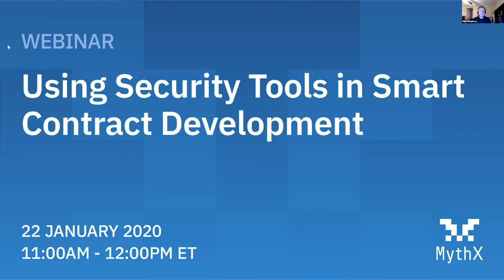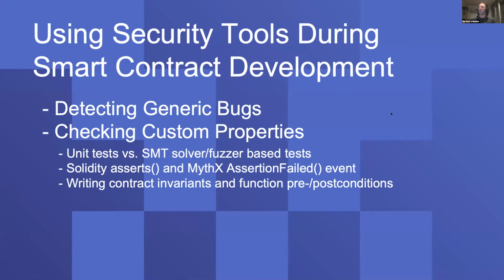This webinar is called Using Security Tools in Smart Contract Development. And today we're going to show you how you as a smart contract developer can easily add security to your workflow. So in this talk, I'm going to talk about two things mainly. The first one is detecting generic bugs in smart contracts, and the second one is checking for custom properties. So that's probably the more interesting one.